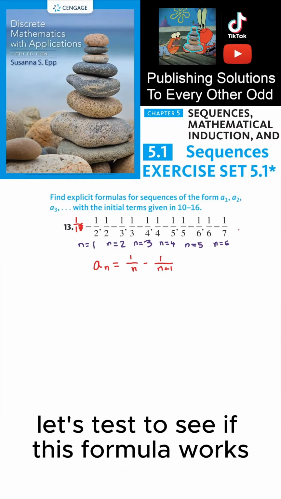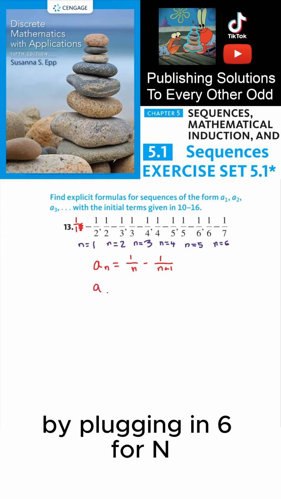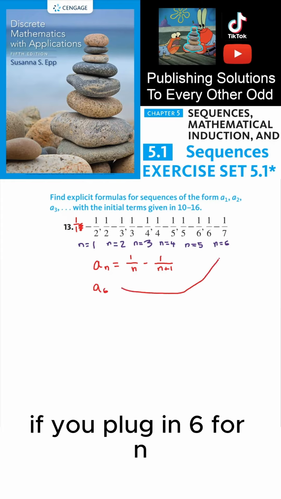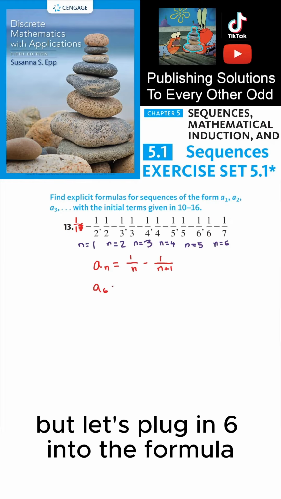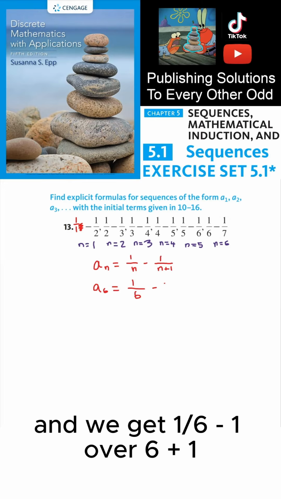Let's test to see if this formula works by plugging in 6 for n. If we plug in 6 for n, we should get 1/6 minus 1/7. But let's plug in 6 into the formula, and we get 1/6 minus 1 over 6 plus 1, which is 7. And that's what we want.